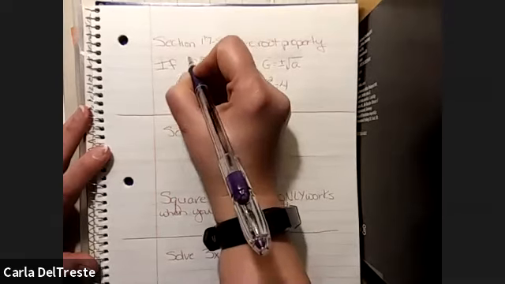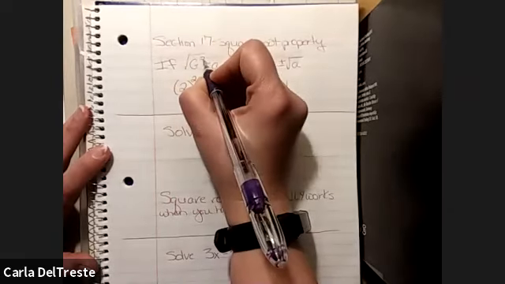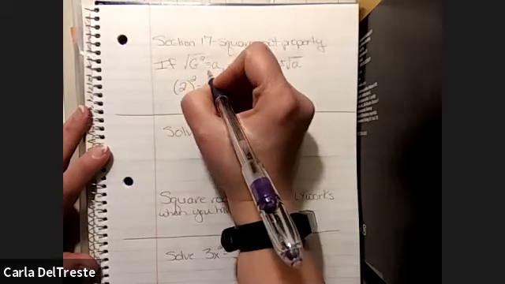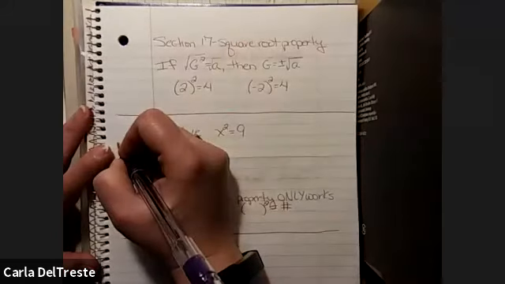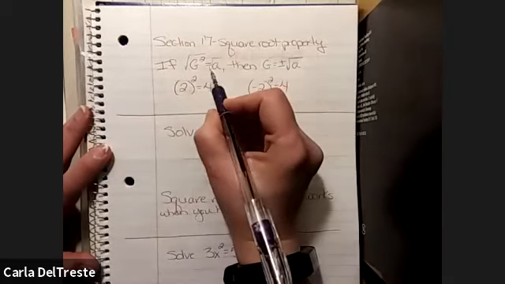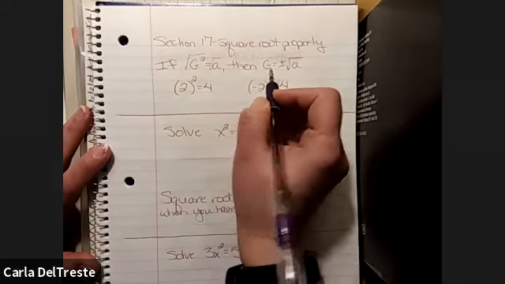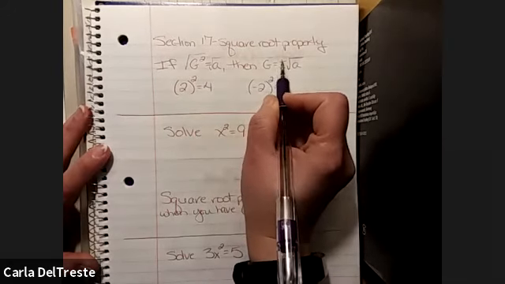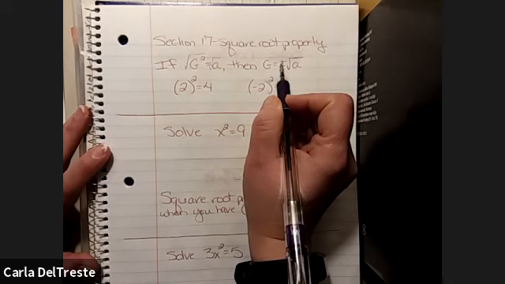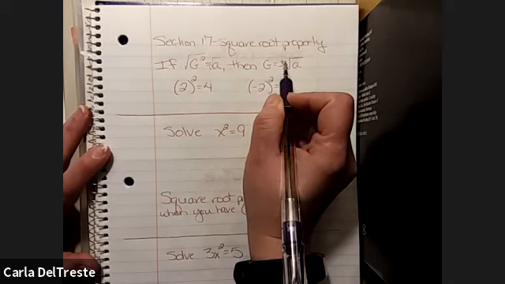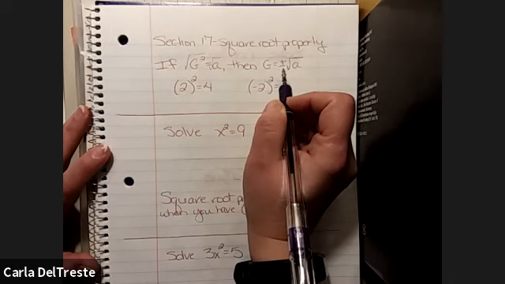So what would happen here is, to get rid of the square, I would have to take the square root of both sides. But when I do that, I have to remember that there are two possible roots that can occur. There can be a positive square root and there can be a negative square root.